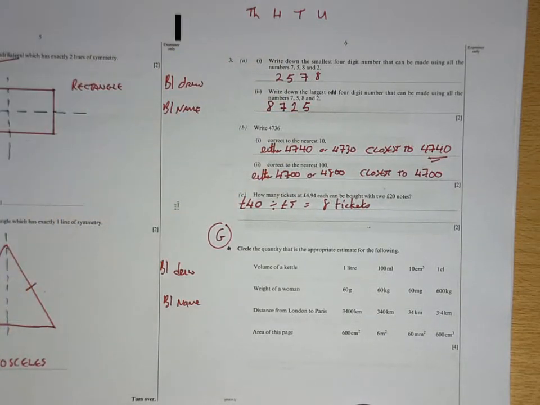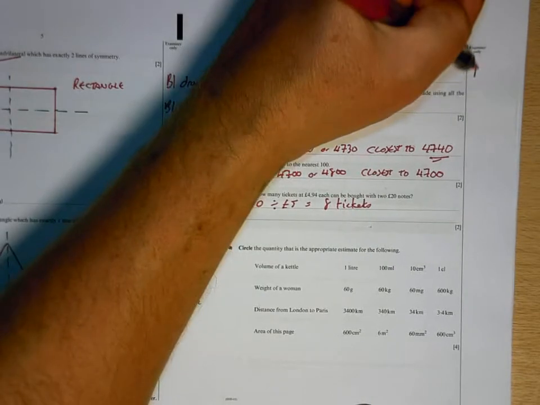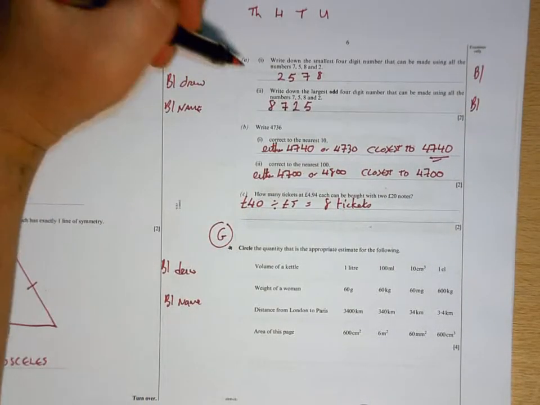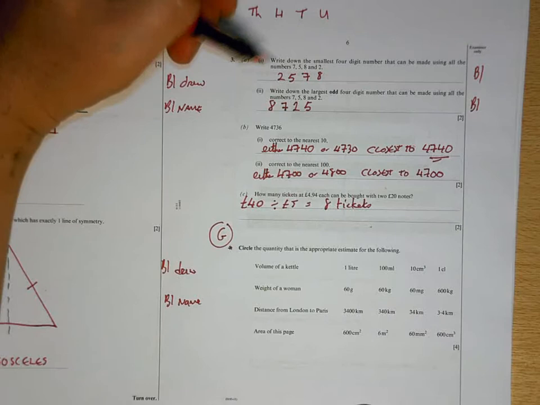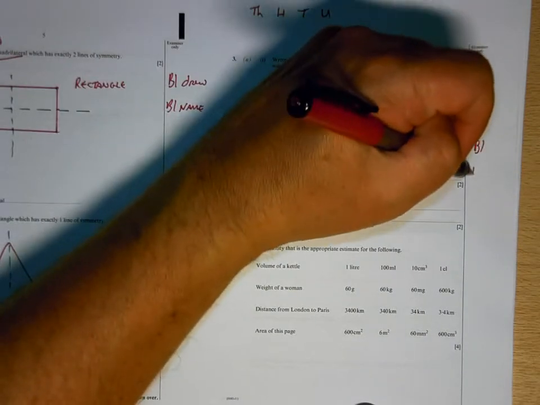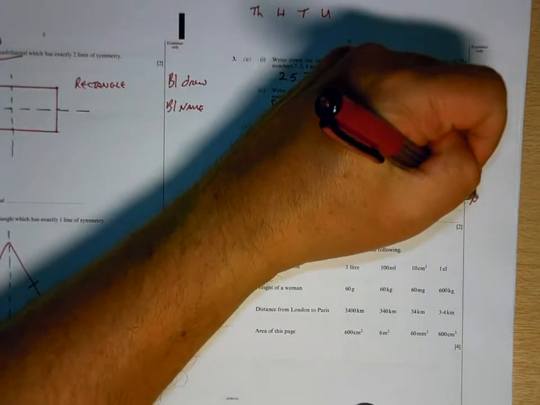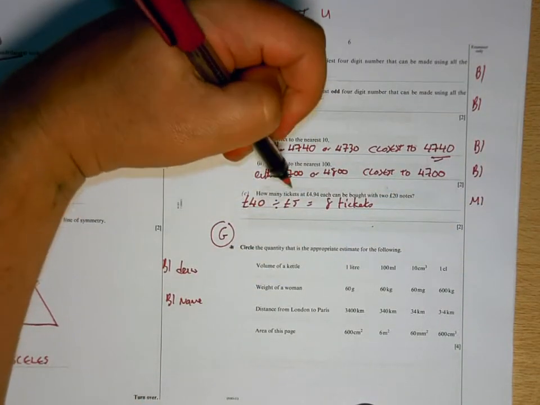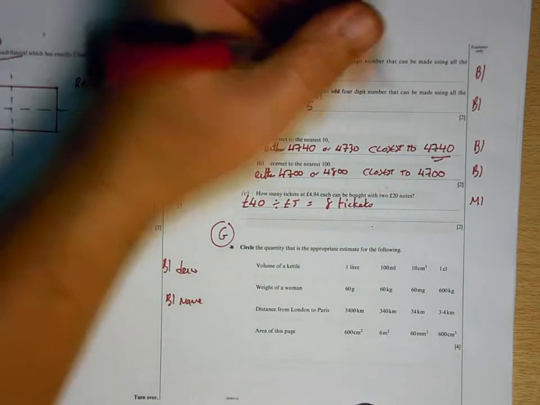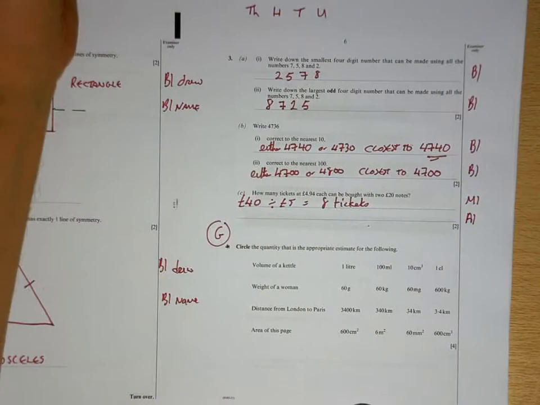So for that question, you're going to get 1 mark for the digit numbers, 1 mark for the rounding, 1 mark for the right method, which is 40 divided by 5, and 1 for getting the correct answer.